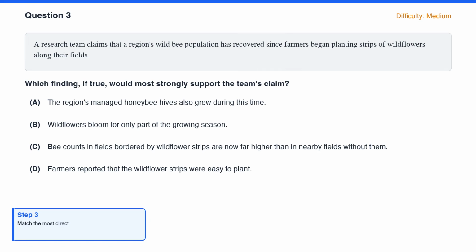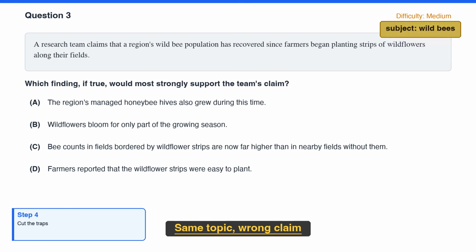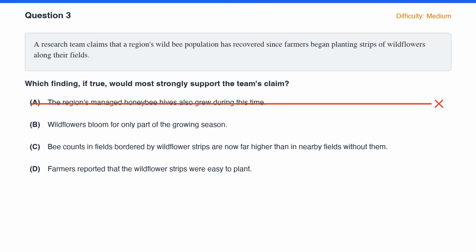Step 3, match the most direct. I want a count that compares fields with strips to fields without. Step 4, cut the traps. Choice A, managed honeybee hives also grew. Managed hives are the wrong subject. The claim is about the wild population. Same topic, wrong claim. Cross it.